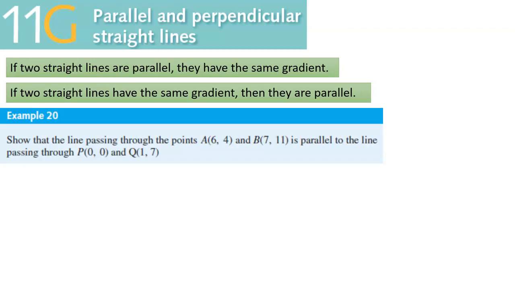So here we've got a line that passes through the points A and B. We've got a line that passes through the points P and Q. We're asked to show that they are parallel. So first we are going to find the gradient of the line segment AB. Remember, we find gradient with y2 minus y1 over x2 minus x1.